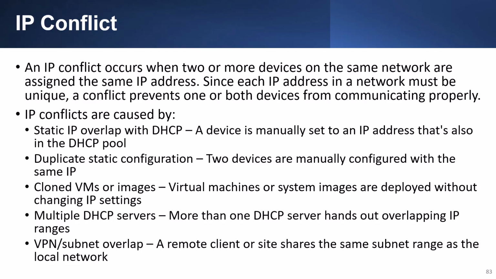Duplicate static configuration, where two devices are manually configured with the same IP. Cloned VMs or images, where virtual machines or system images are deployed without changing the IP settings. Multiple DHCP servers, where more than one DHCP server hands out overlapping IP ranges. And VPN subnet overlap, where a remote client or site shares the same subnet range as the local network.